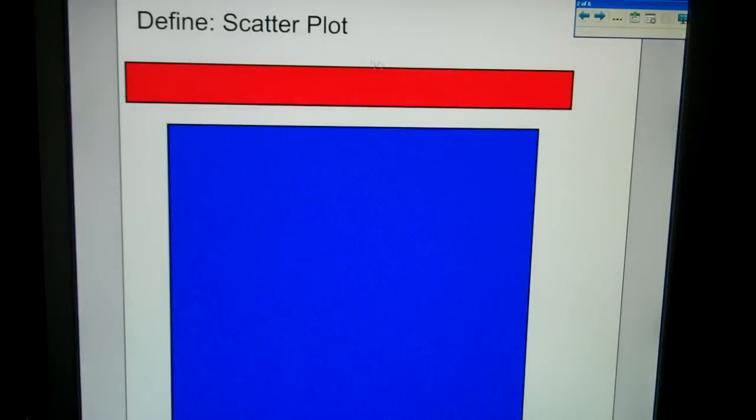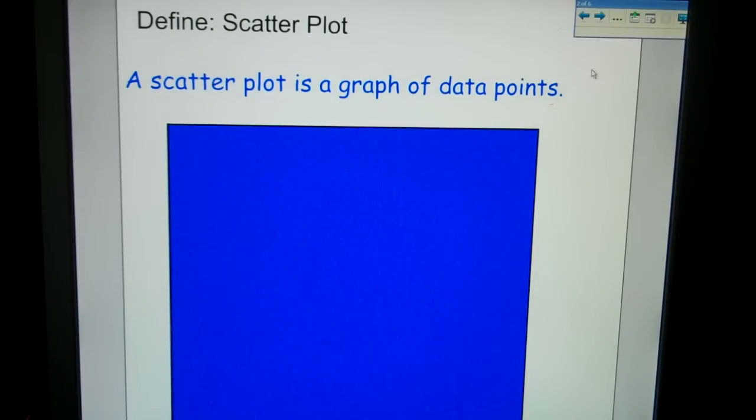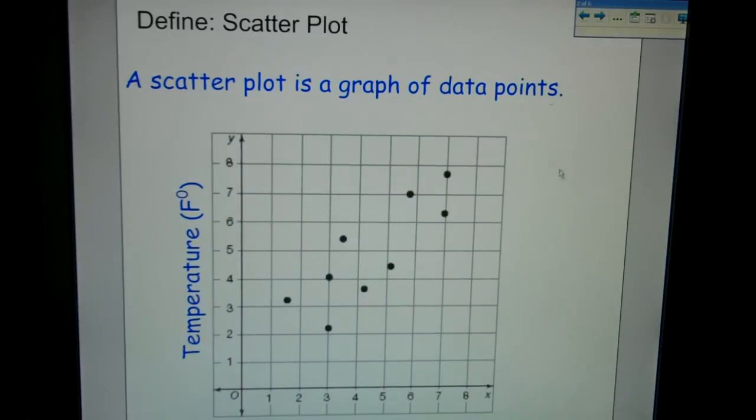Alright, the first thing is defining a scatter plot. We have to know what a scatter plot is. And here's the definition. A scatter plot is simply a graph of data points. That's it. The big thing to know here is that it's not necessarily going to graph a straight line. So far we've been doing linear functions, like y equals 3x plus 2. That's going to graph a straight line every time. A scatter plot is not necessarily going to graph a straight line when the plots are graphed.